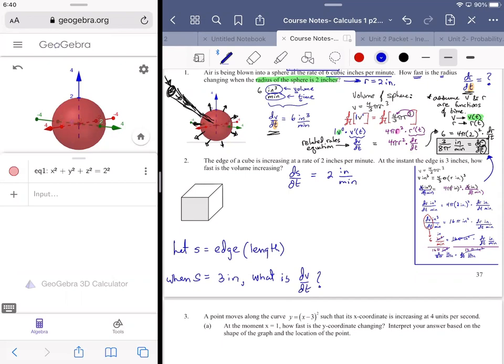I need a formula, and it's still a geometric situation. I need a formula that's going to relate volume and the length of a side of a cube. So the volume of a cube seems to be what the doctor ordered. V equals S cubed, using the variables we're working with. We're going to take the derivative of both sides of this equation with respect to time.